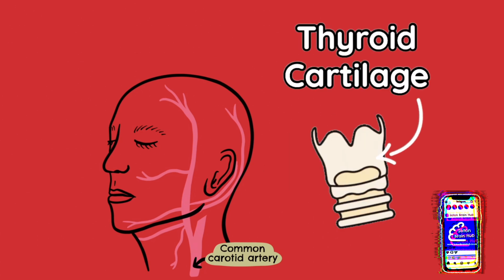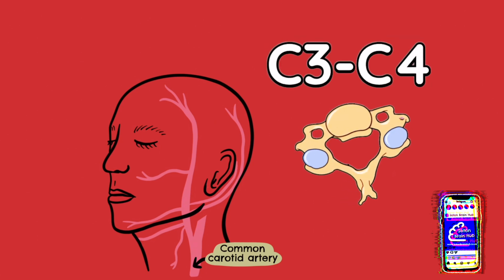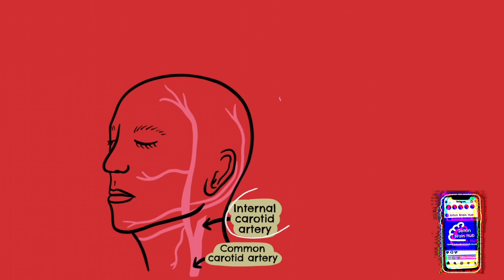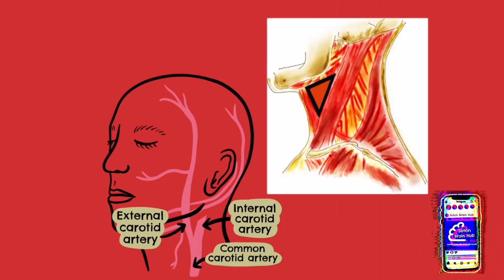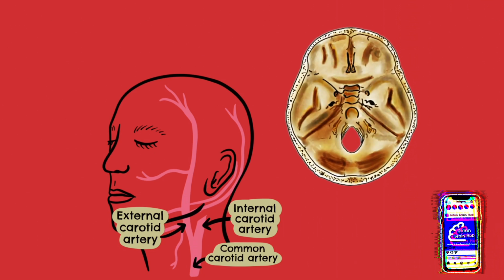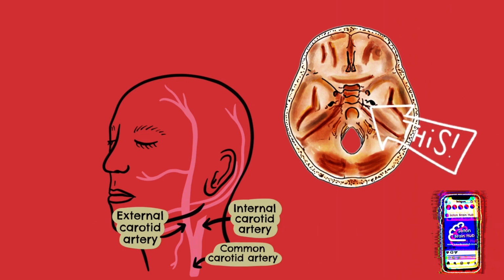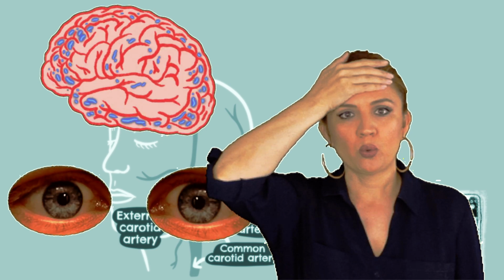At the superior margin of the thyroid cartilage, approximate vertebral level C3/C4, the common carotid arteries split into the internal and external carotid arteries. This bifurcation occurs in an anatomical area known as the carotid triangle. The internal carotid arteries do not supply any structures in the neck and enter the cranial cavity via the carotid canal in the petrous part of the temporal bone. Within the cranial cavity, the internal carotid artery supplies the brain, eyes, and forehead.